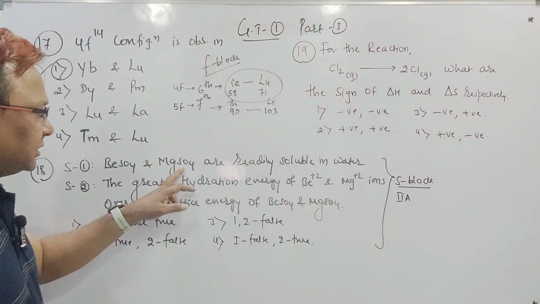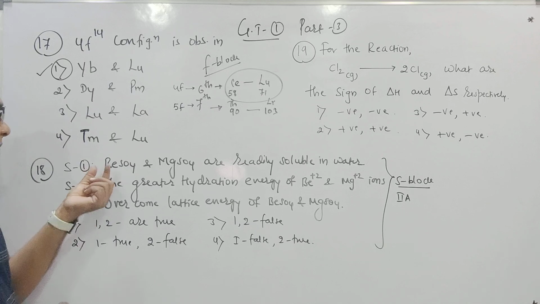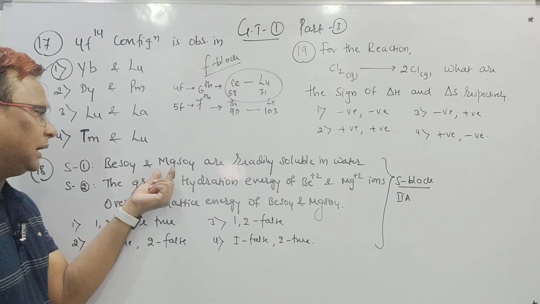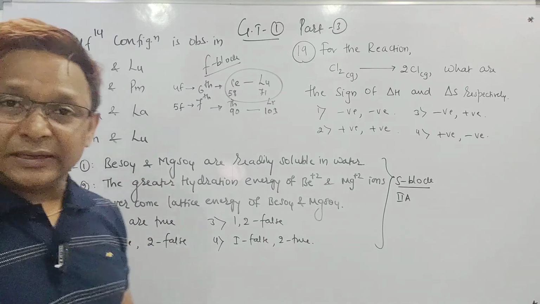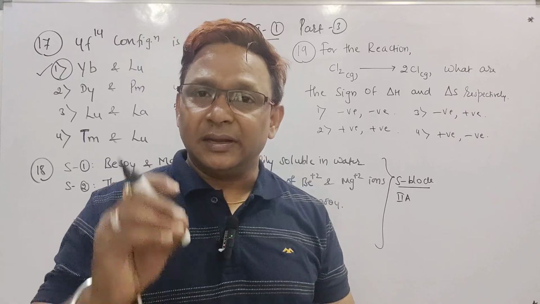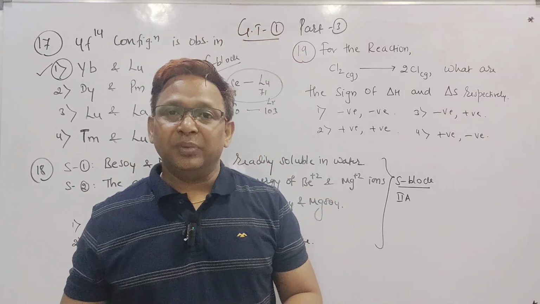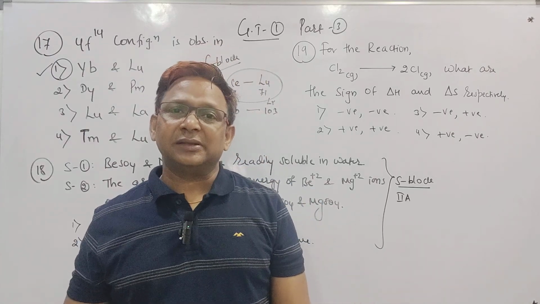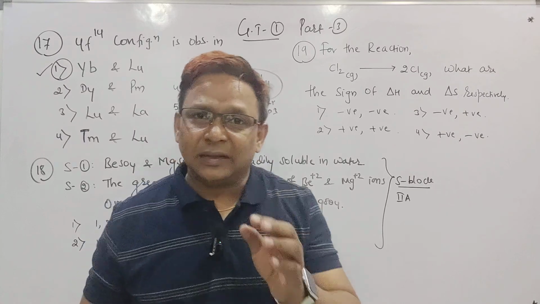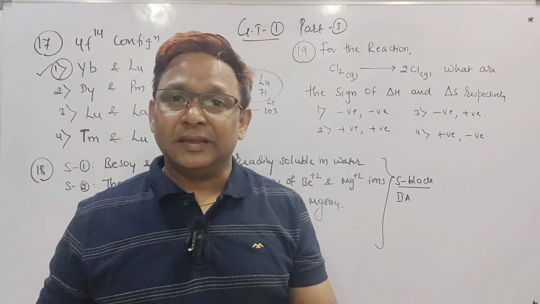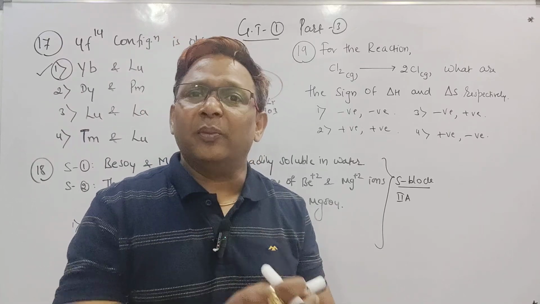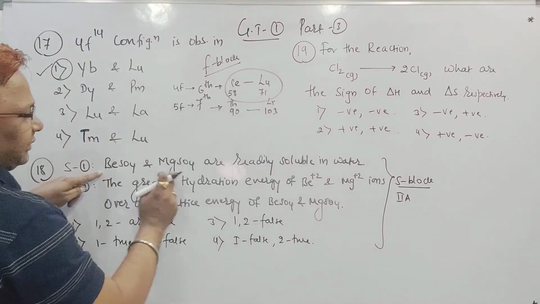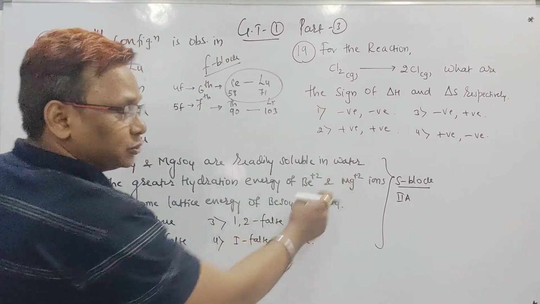Now for beryllium sulfate and magnesium sulfate, if you want to find out, the hydration energy of beryllium and of magnesium will be greater than the lattice energy of beryllium and magnesium. But it is a statement given in the NCERT. Be plus 2 and Mg plus 2 will have a higher hydration energy than their lattice energy. So obviously the compound formed by a cation having a higher hydration energy than the lattice energy should be easily soluble in water. Means we can say beryllium sulfate and magnesium sulfate are easily soluble in water.